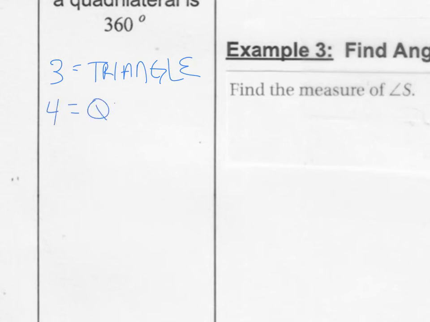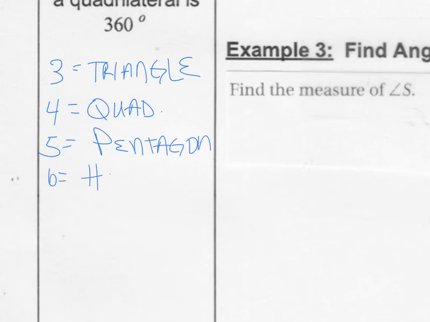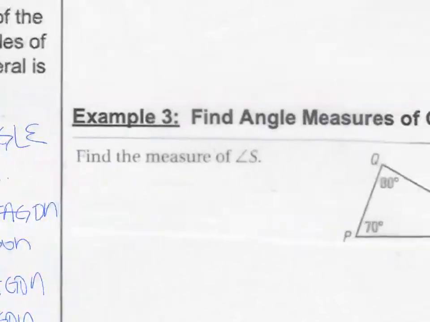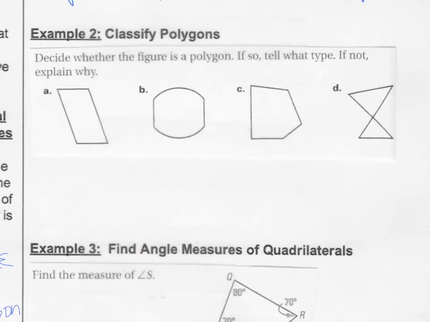A 4-sided figure is called a quadrilateral. I'm just going to abbreviate quadrilateral. A 5-sided figure, pentagon. A six-sided figure is called a hexagon. A seven-sided figure is called a heptagon. And an eight-sided figure, like a stop sign, octagon. Okay? So that'll be helpful whenever we're answering A, B, C, and D here.